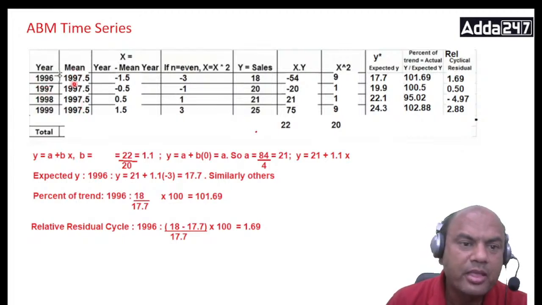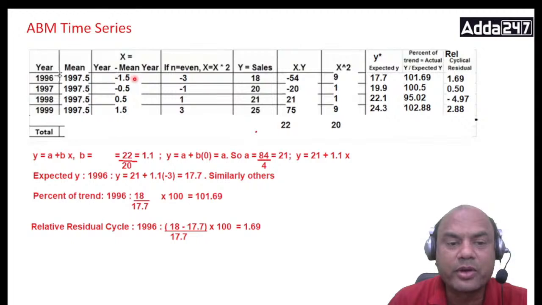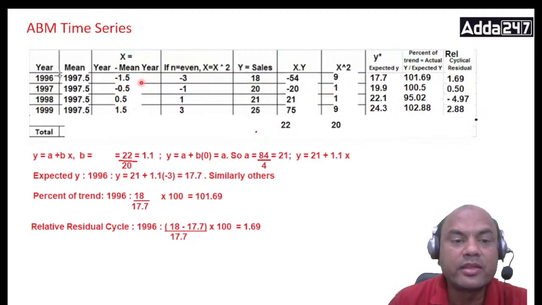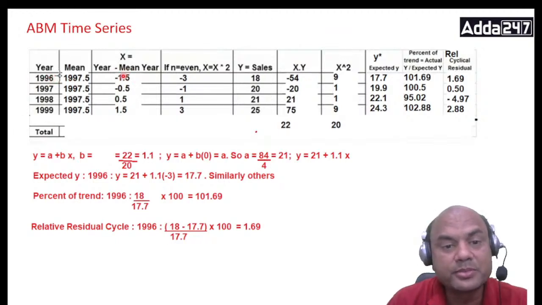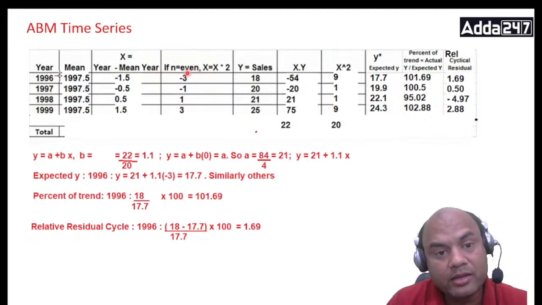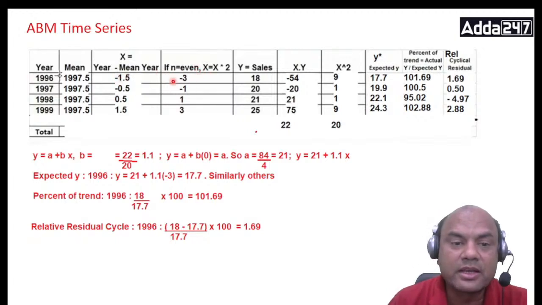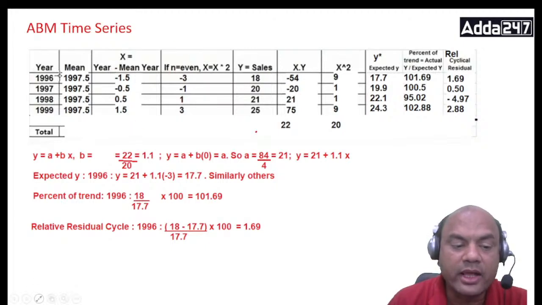Done. Now x. Now what do I do with x? Subtract it. 96 minus 97.5 is minus 1.5. This minus 0.5, plus 0.5, plus 1.5. Done. But n is what? Even. So what will I do? I'll multiply this by 2. Why am I multiplying? Again I'll show you at the end. So minus 5 into 2, minus 3, minus 1, plus 1, plus 3. Do the addition of this. Now this is your actual x.